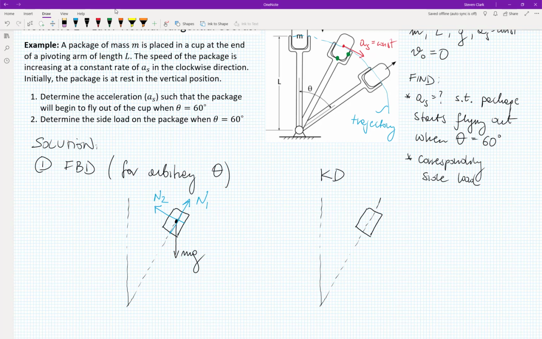Because basically you will introduce one extra unknown, and your equations of motion will be unsolvable. So basically, introducing N3 will be redundant in that case. Okay.